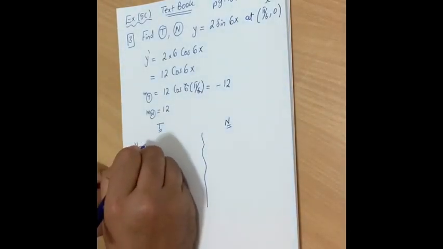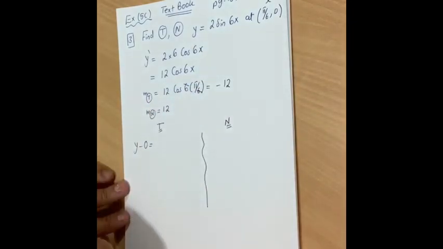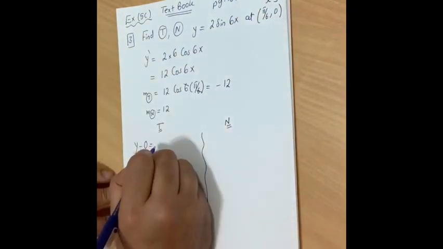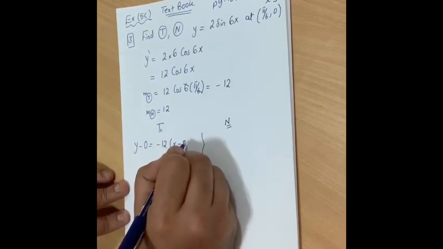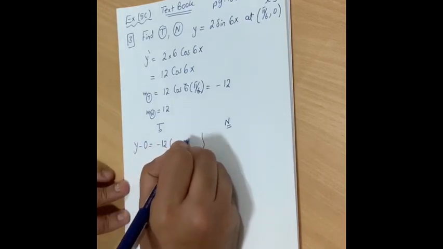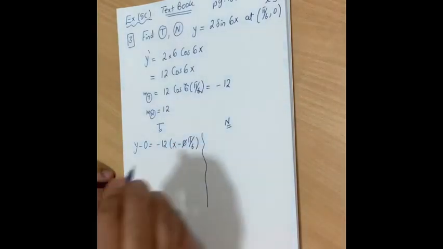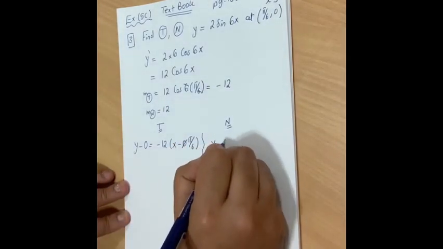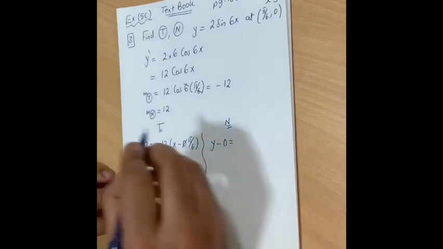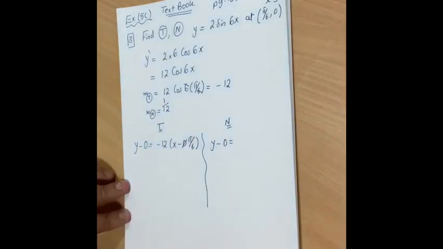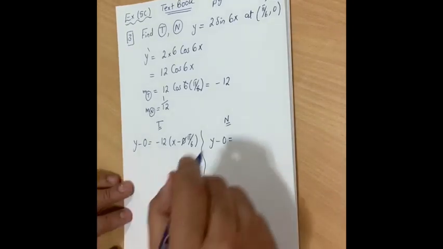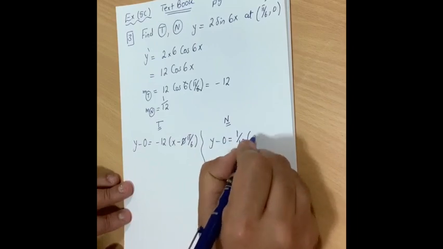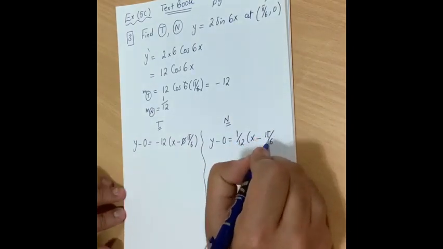y minus 0, because the y coordinate is 0, equals the gradient, negative 12, times x minus pi over 6. Same thing for the normal. y minus 0 equals the gradient of the normal. The gradient of the normal is 1 over 12. You have to flip and change the sign of the gradient of the tangent. So it's 1 over 12 times x minus pi over 6.